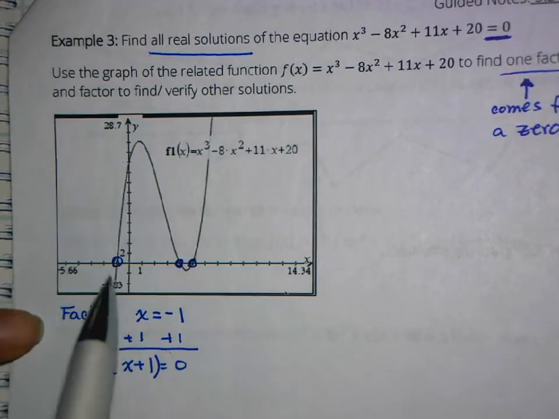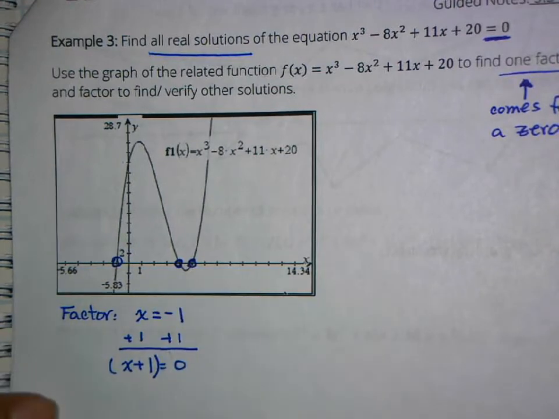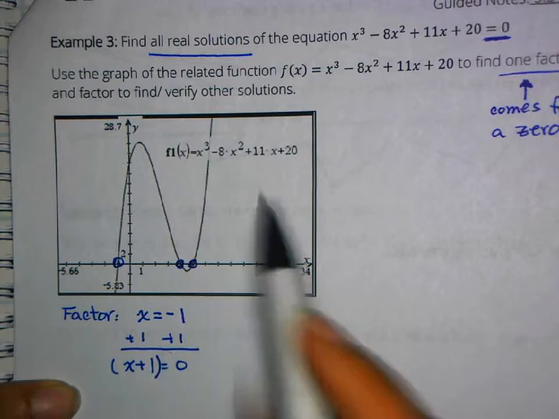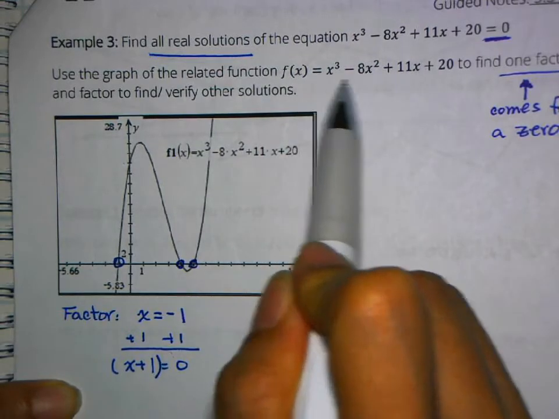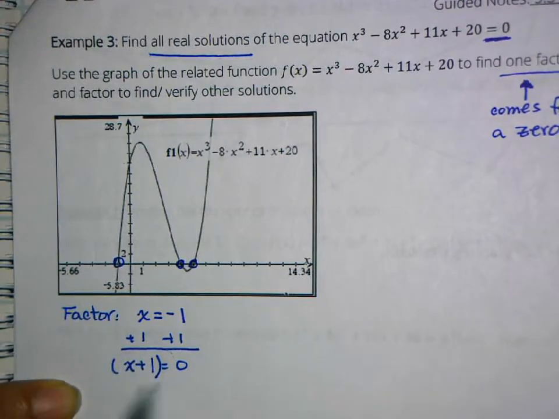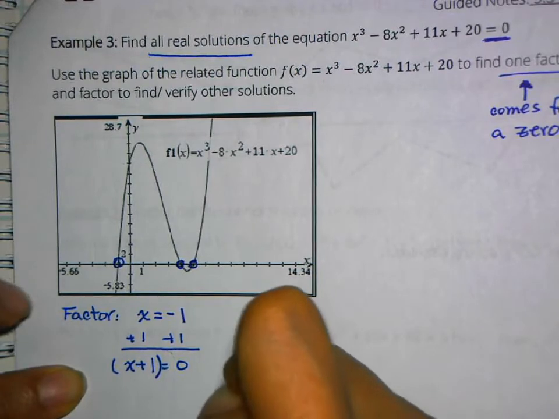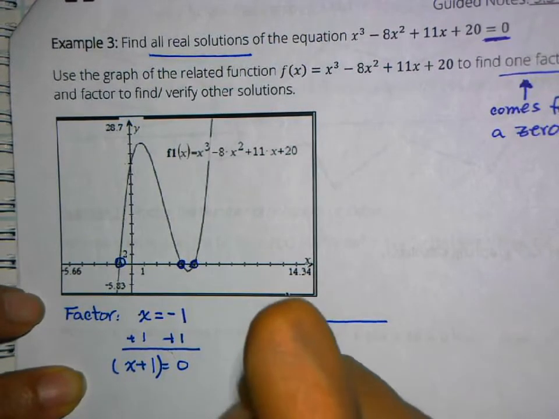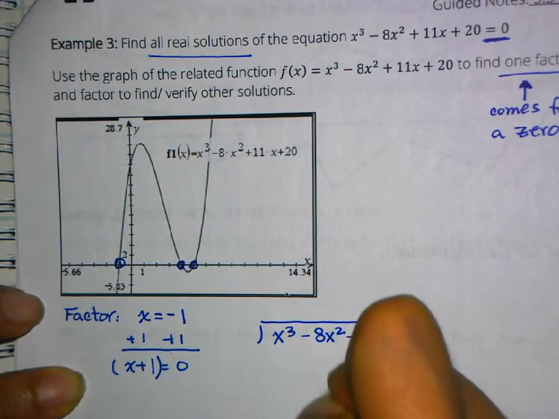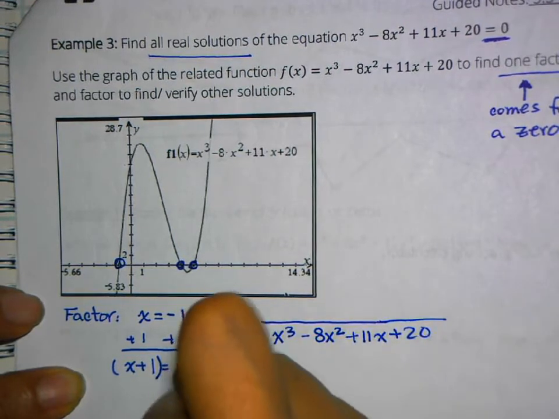Now I know I already got this solution. I need to find the factors of these two solutions. So in order to do that, I am going to verify it by dividing the polynomial by the factor that I was given. So I'm going to do long division on this one. I have x cubed minus 8x squared plus 11x plus 20 divided by x plus 1.